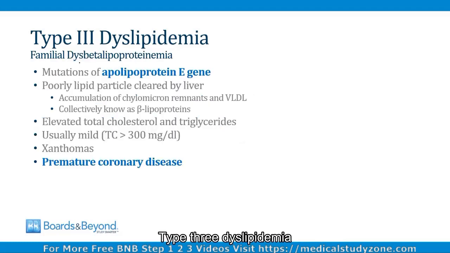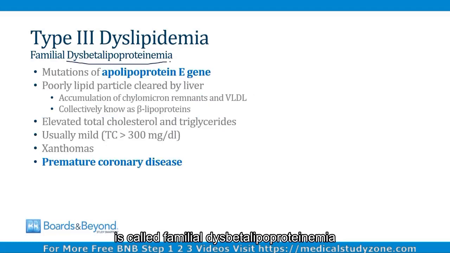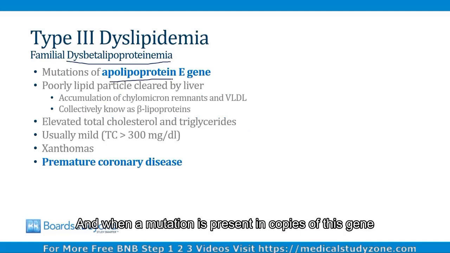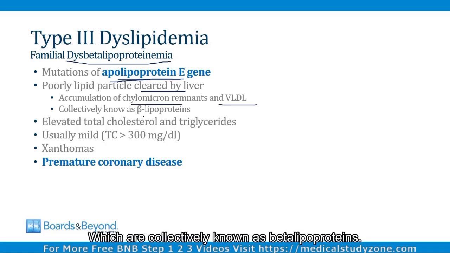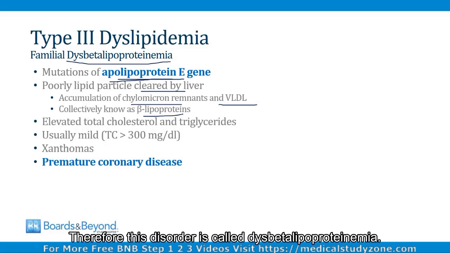Type 3 dyslipidemia is called familial dysbetalipoproteinemia. This is caused by mutations of the apolipoprotein E gene. And when a mutation is present in both copies of this gene, lipids are poorly cleared by the liver. And what accumulates in the plasma when patients have this disorder are chylomicron remnants and VLDLs, which are collectively known as beta-lipoproteins. Therefore, this disorder is called dysbetalipoproteinemia.